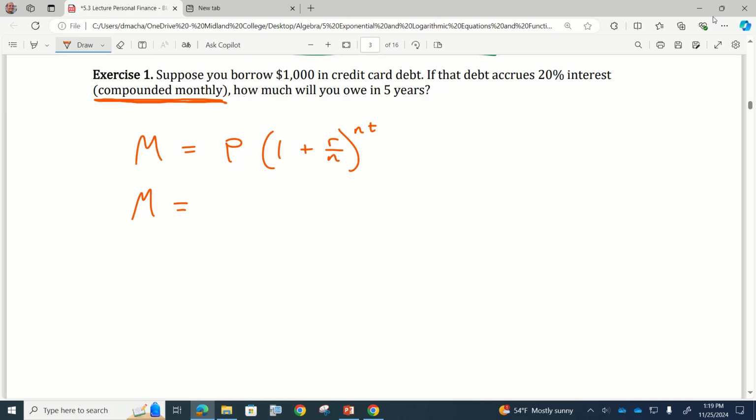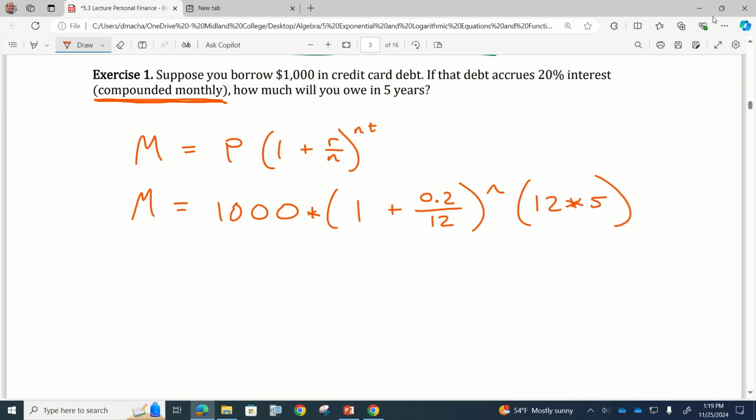So what is P? 1,000. Then what is lowercase r? 0.2. Yeah, because 20% is 20 divided by 100. That's 0.2. What's my lowercase n this time? 12. Because it's compounded monthly, it'll be compounded 12 times per year. And then raised to the power 12 times, what is t? 5 years.